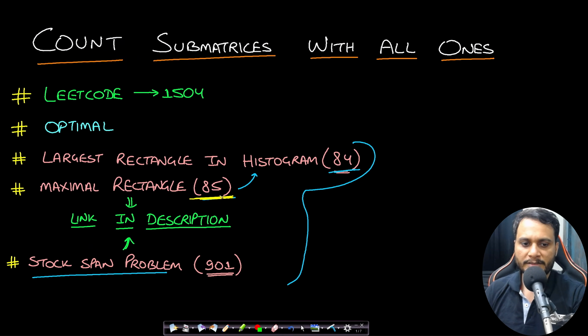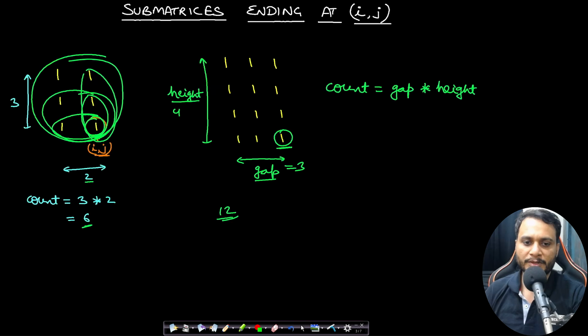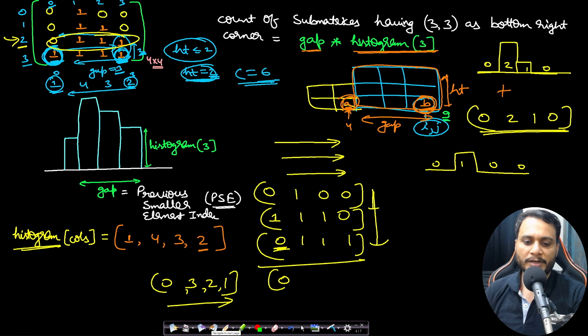So I have already explained this in problem 85. You must go through it. Maximal rectangle, where I have explained the exact same concept which is related to your problem 84. So this problem is also related to 84 and 85 with the same reasoning.